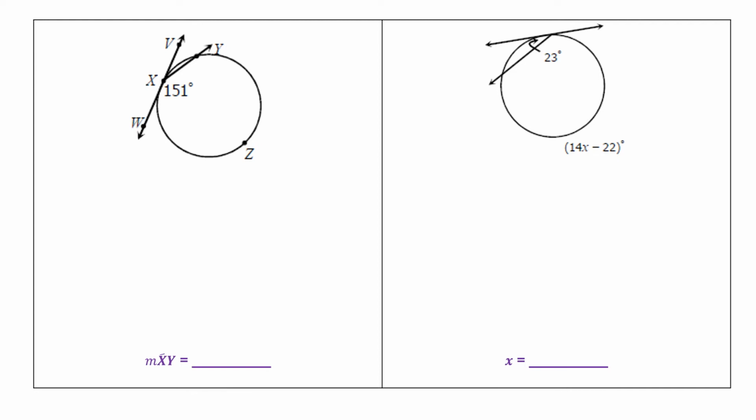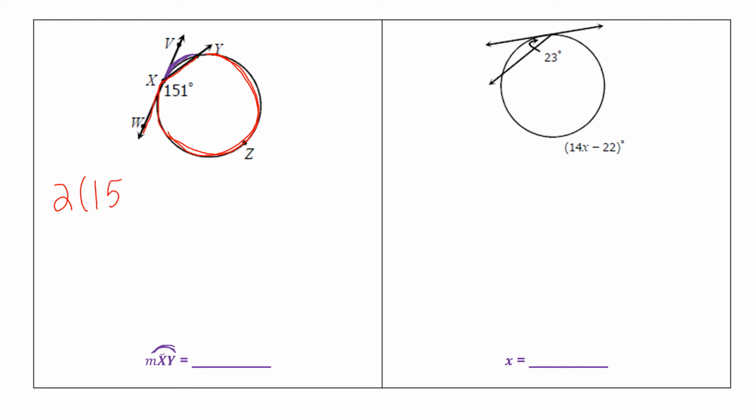All right, the next one, we are looking for the measure of arc XY. It is that little tiny arc right there. So there are a couple different ways. It's kind of like the last one that we just did. There are two different ways to do it. What you do know is that angle YXW is 151, and YXW, this huge angle right here, intercepts arc XZY.